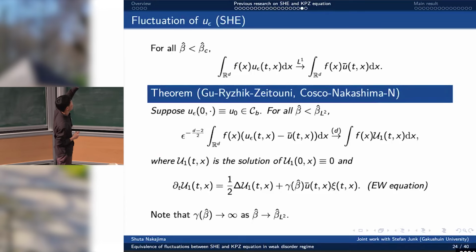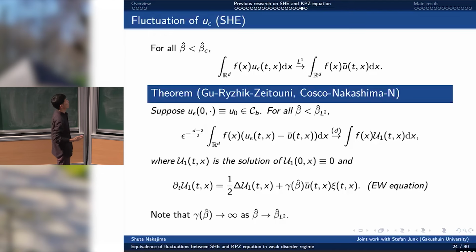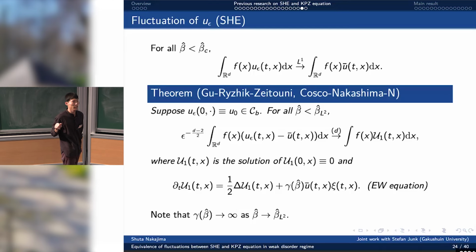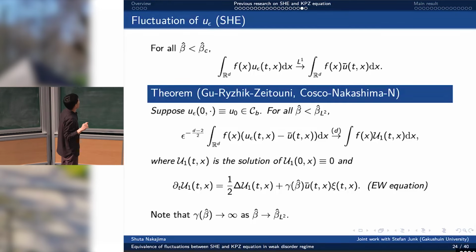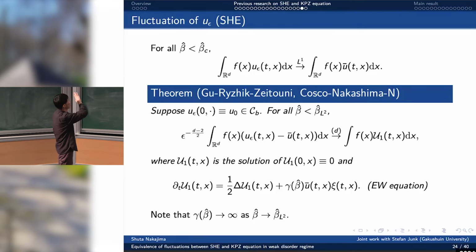Okay, so in the previous slide, we proved that u epsilon converges to u bar. So we consider the difference u epsilon minus u bar. Then in the L2 regime, this converges to the solution to the Edwards-Wilkinson equation.